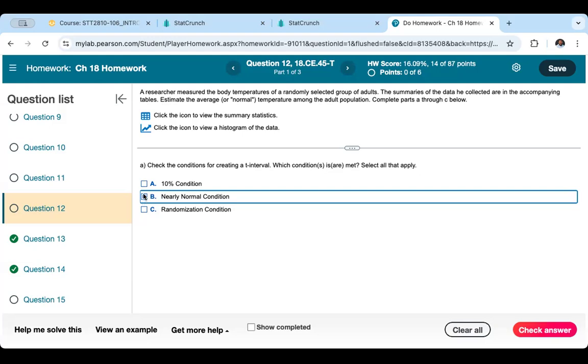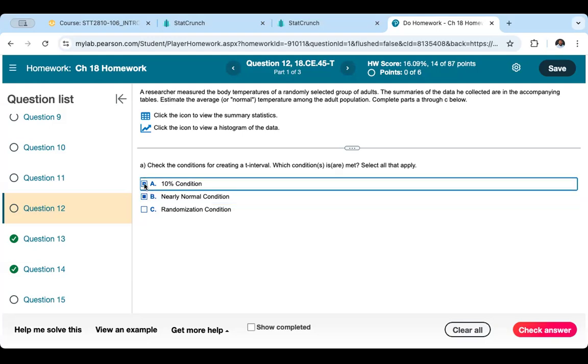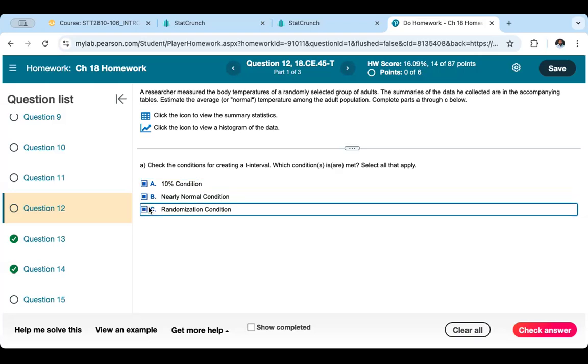And then you can also see that this 10% condition is also met because the researcher measured the body temperature of a randomly selected group of adults. So you can see that there are many, many adults, right? And then you can also see from here that the randomization condition is met because it's stated even in the question. Does that make sense? Because you can see from the question that it says a randomly selected group. So the randomization is also met.